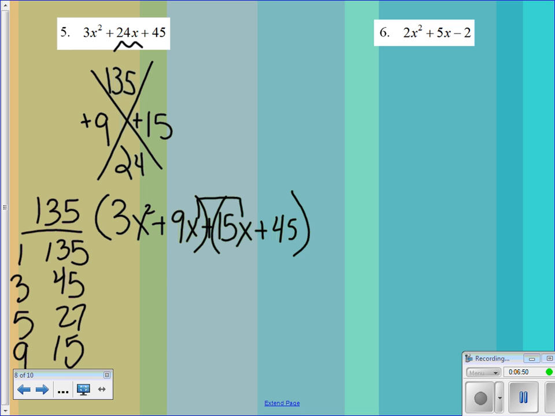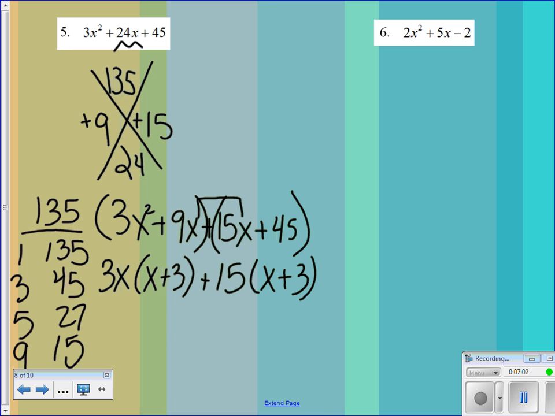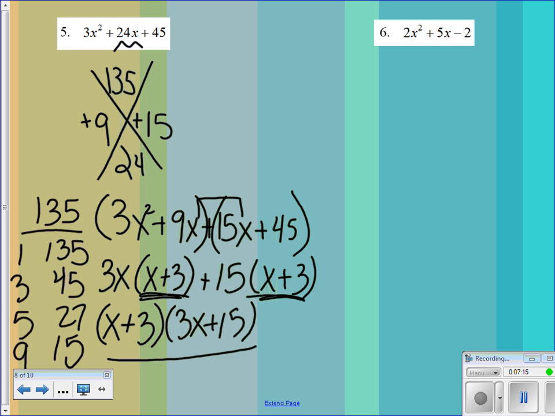So out of this first group, I can take out a 3 and an x, and I'm left with x plus 3. Out of this second group, I can take out a 15, and I'm left with x plus 3. So, do my leftovers match? X plus 3, x plus 3. Yes, they do. So I can factor those out, and then my second group is 3x plus 15. So once I have my 2 factors, I'm done. Okay.